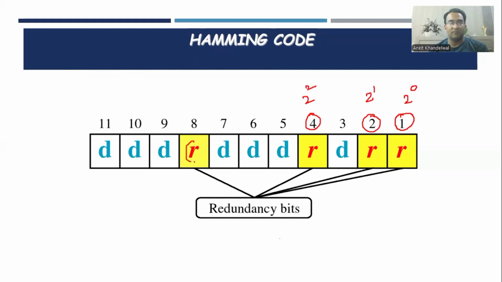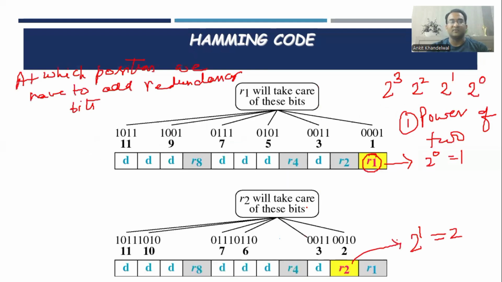And this is position number 8, that is 2 to the power 3 there. Okay. So that's why it is at the first bit, the second bit, the fourth bit, and the eighth bit. These all are the redundancy bits over here. Okay. So in this way, we are going to have the positions there.